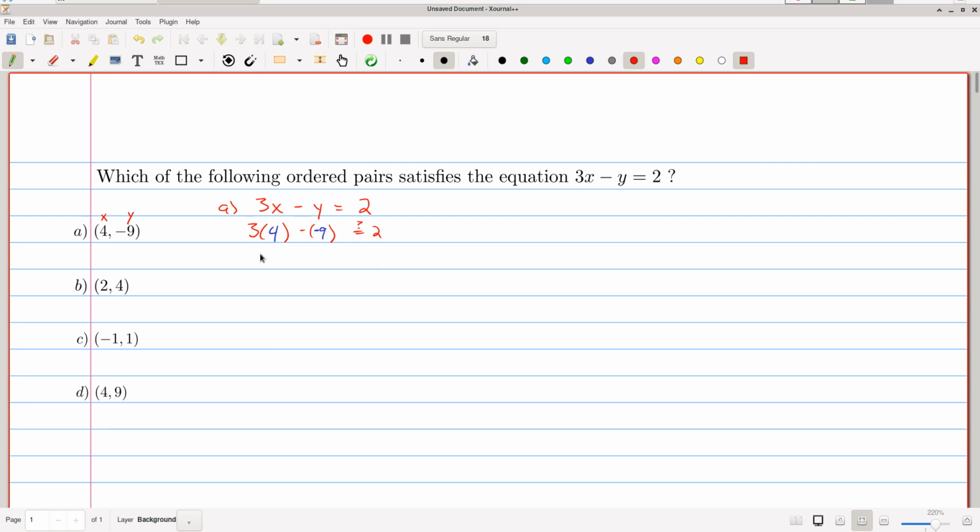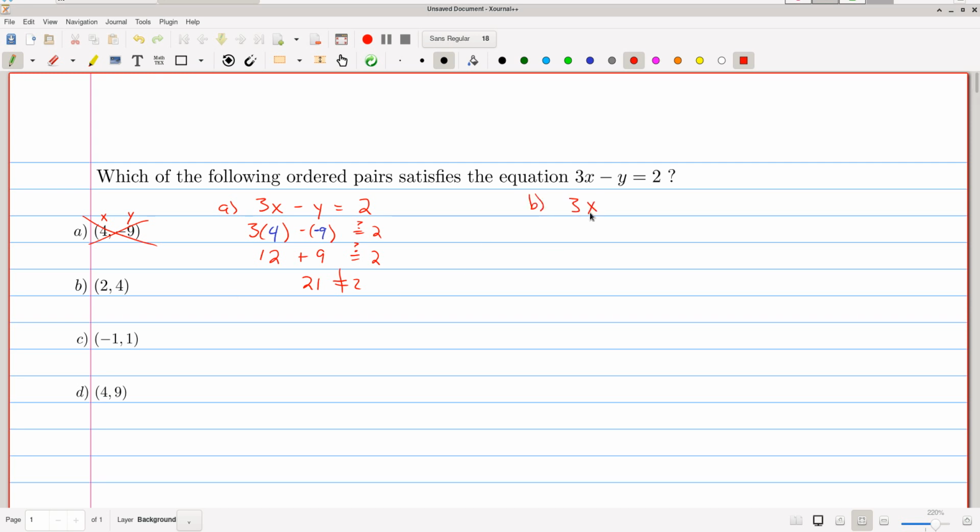Well, 3 times 4 is 12. When you subtract a negative, that's the same thing as plus 9. And we're asking, does that equal 2? Well, 12 plus 9 is 21, and that is not equal to 2, which means that A does not check. 4, negative 9 does not satisfy the equation. Let's move on to B.